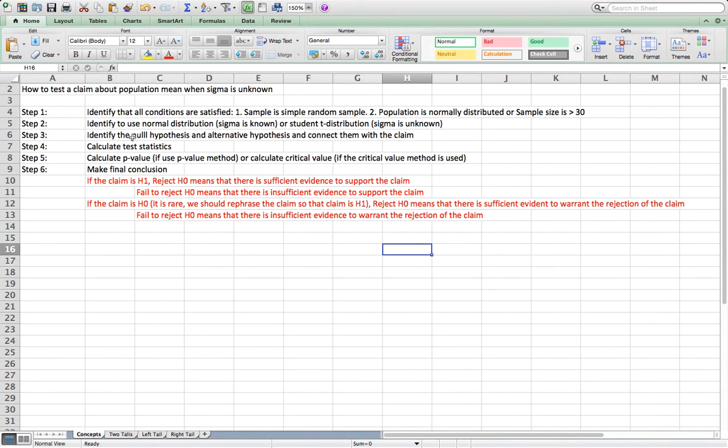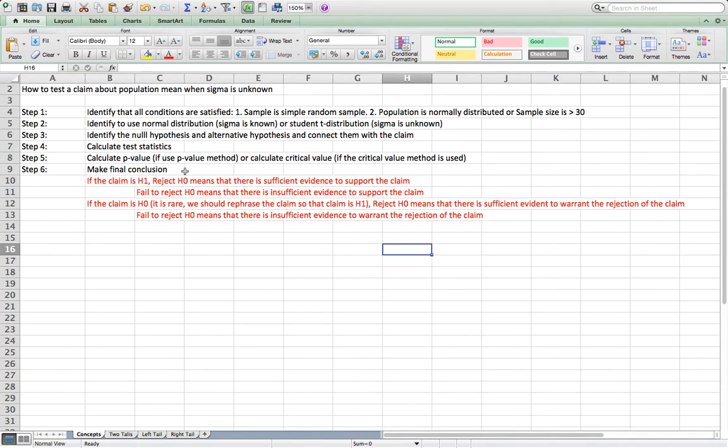Step 3. Identify the null hypothesis and alternative hypothesis and connect them with the claim. Step 4. Calculate the test statistic. Step 5. Calculate the p-value if we use the p-value method, or calculate the critical value if the critical value method is used. Step 6. Make a final conclusion.